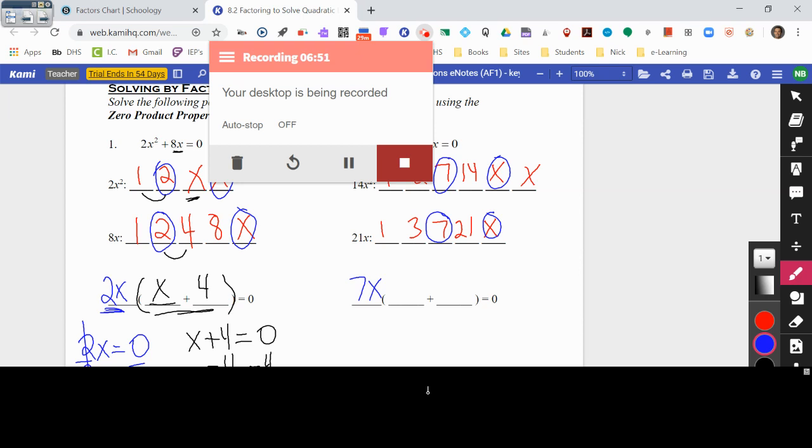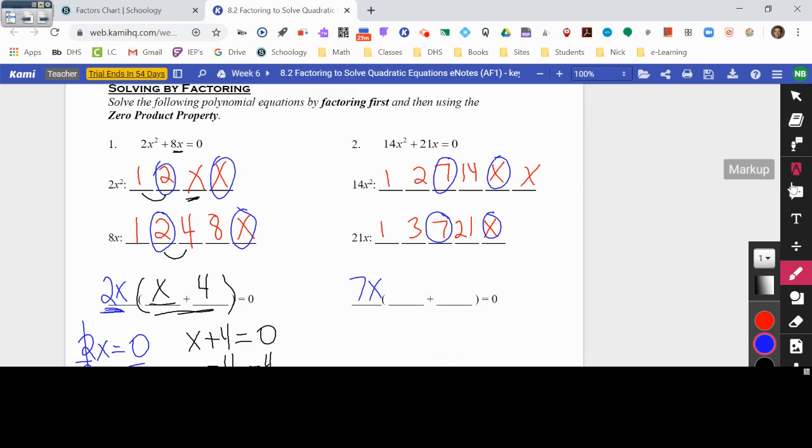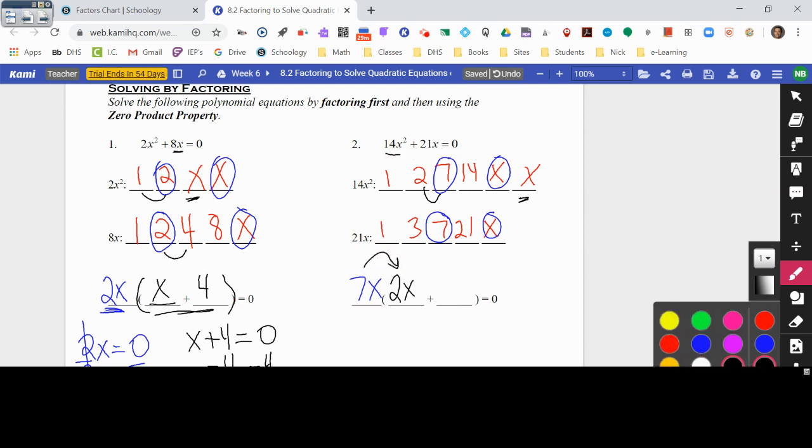So we have our GCF here of 7x. Now we have to factor out the rest of this. How do we get back to 14x squared? Well, 7's partner is 2, so that's going to go here. And I also have this extra x, so that needs to go in this first spot here, because 7x times 2x gives me my 14x squared.